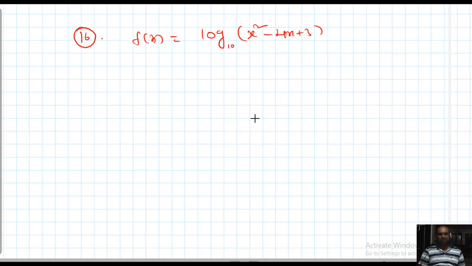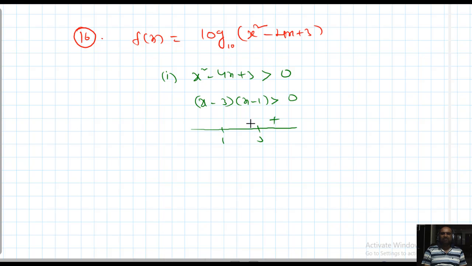Students, our next problem involves a logarithm. Only one condition, a single easy logarithm. What is the condition? Your x square minus 4x plus 3 should be greater than 0. That's all. So this is (x minus 3)(x minus 1) greater than 0. Simple problem. Plus, minus, plus, open at 1, open at 3. Positive signs you want. What I can say is x belongs to (minus infinity, 1) union (3, infinity). This is the domain. Okay.